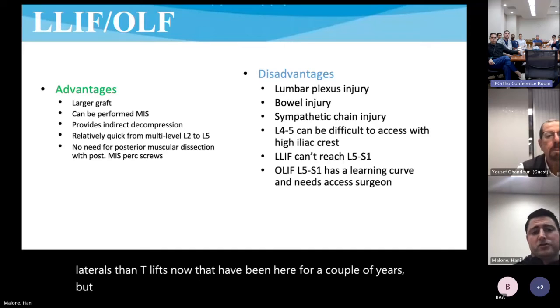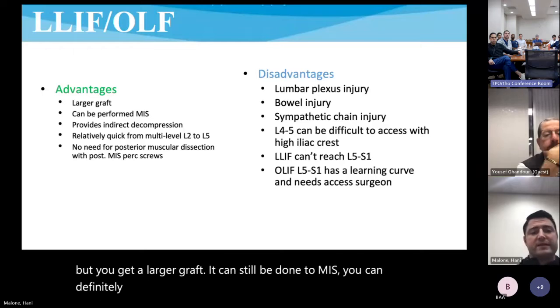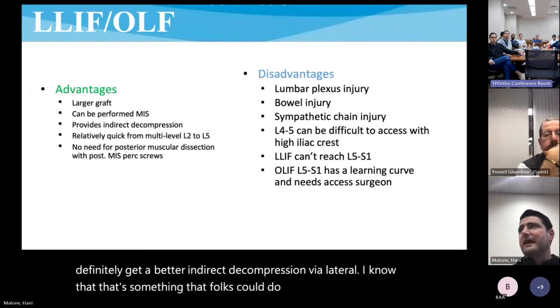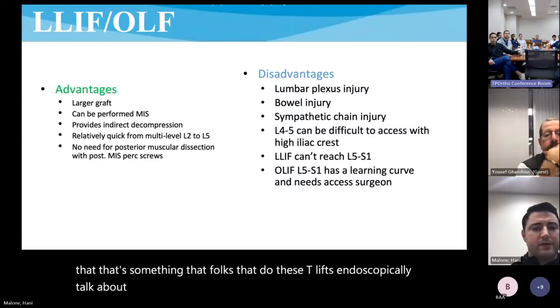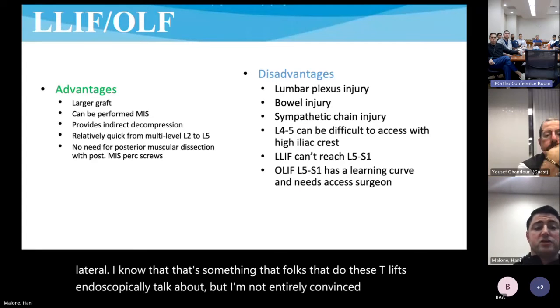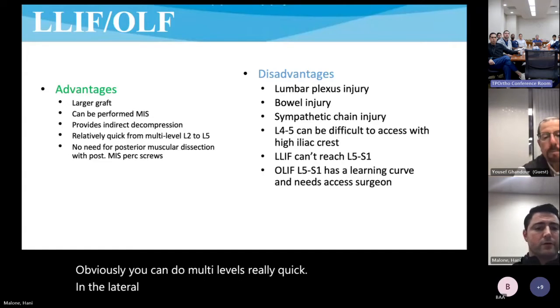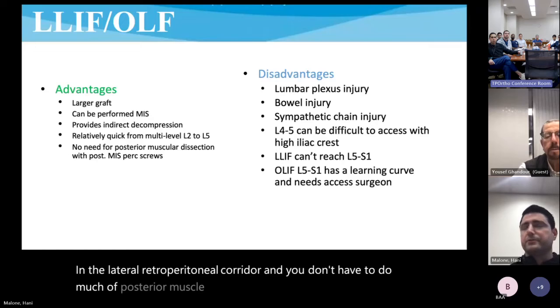But you get a larger graft. It can still be done MIS. You definitely get a better indirect decompression via lateral. I know that that's something that folks that do these TLIFs endoscopically talk about, but I'm not entirely convinced. Obviously, you can do multi-levels really quick in the lateral retroperitoneal corridor, and you don't have to do much posterior muscle dissection. You can just do perc screws.